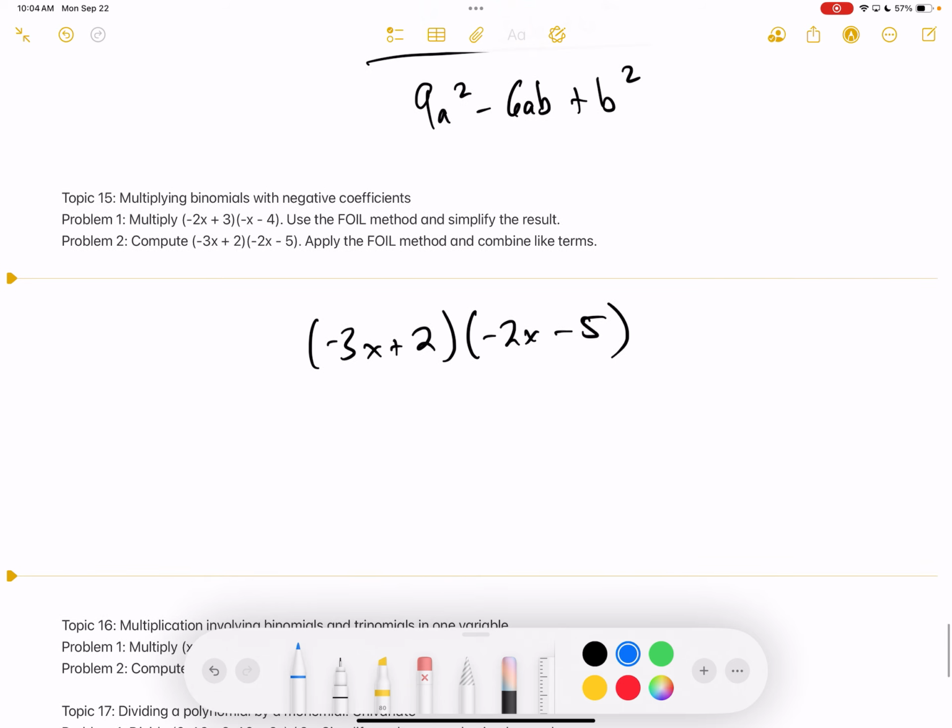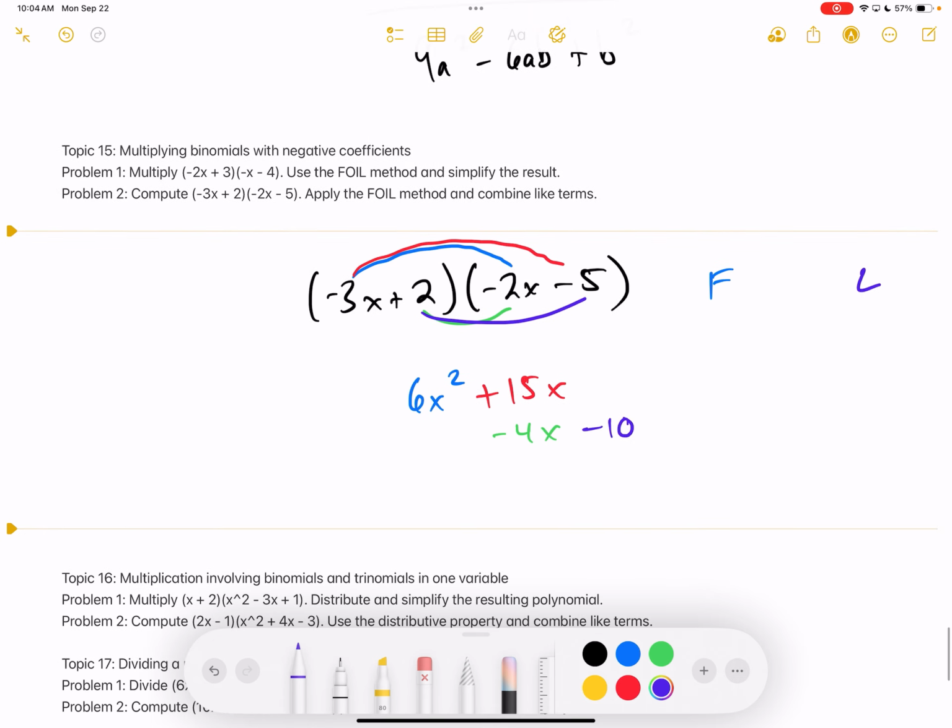All right. So this is just foiling with negative numbers, but nothing's different. Negative 3x times negative 2x would be positive 6x squared. Negative 3x times negative 5 would be positive 15x. 2 times negative 2x would be negative 4x. 2 times negative 5 would be negative 10. Combine my like terms and I get 6x squared plus 11x minus 10.